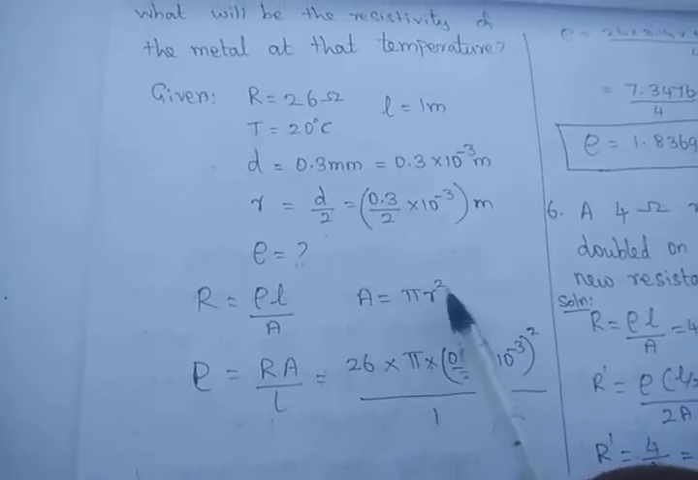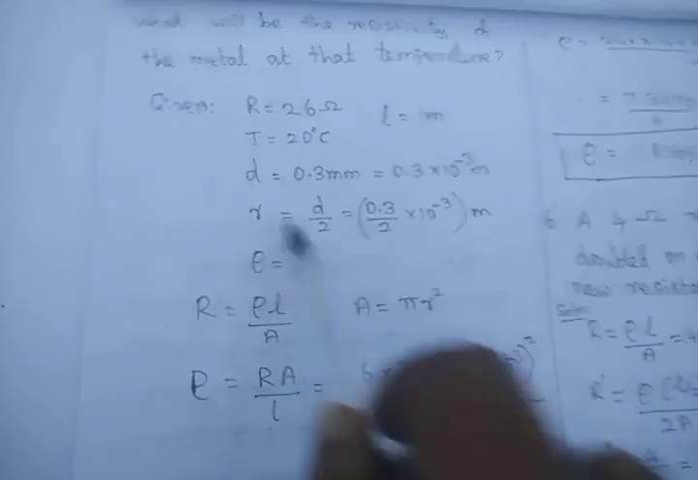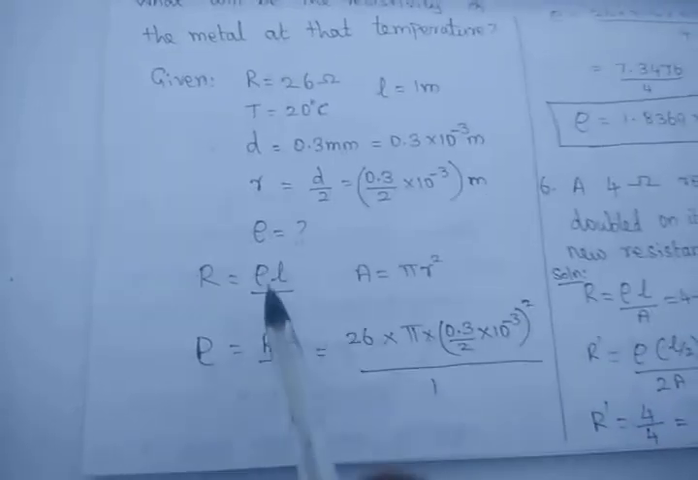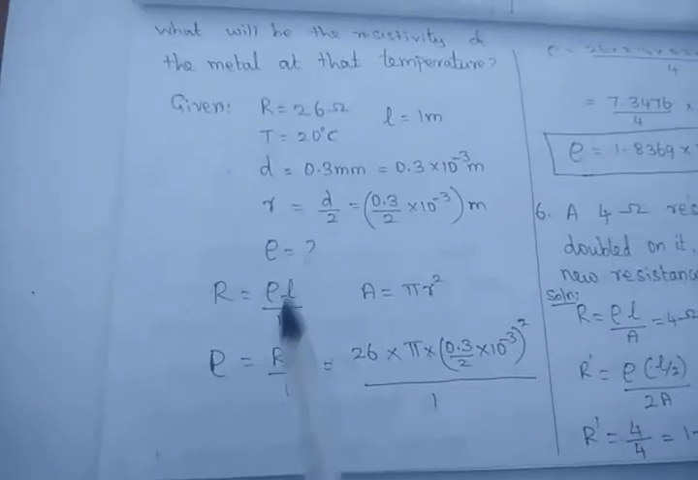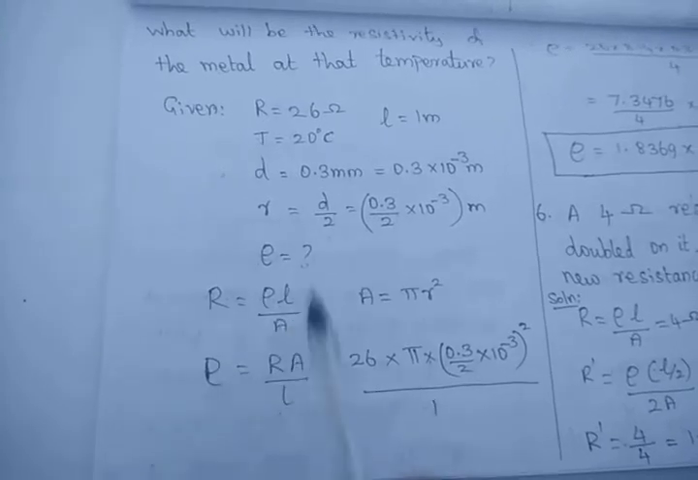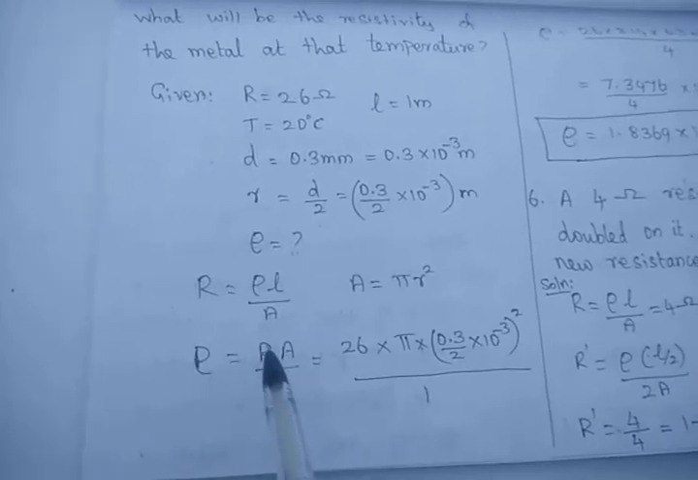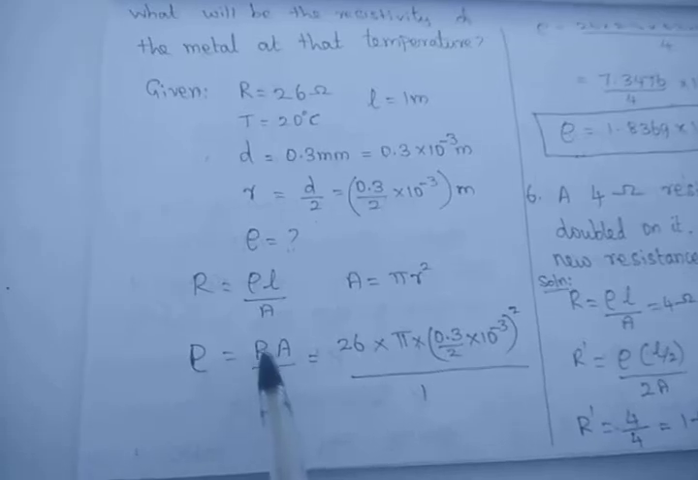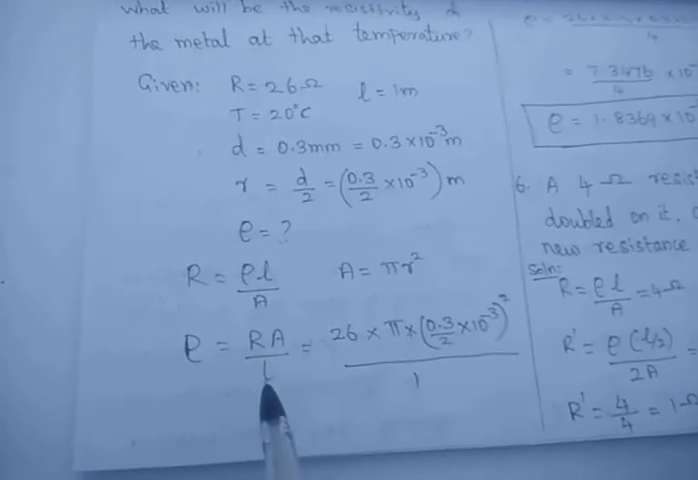The area is equal to pi R squared, where R is the radius of the wire. Substitute that. We have to find only the resistivity, so keep resistivity on one side and bring the remaining terms to the resistance side. So rho is equal to R A by L, where R is the resistance, A is the area of cross section, and L is the length.